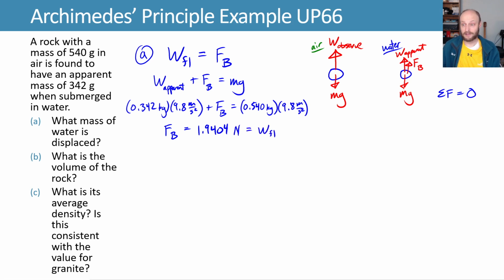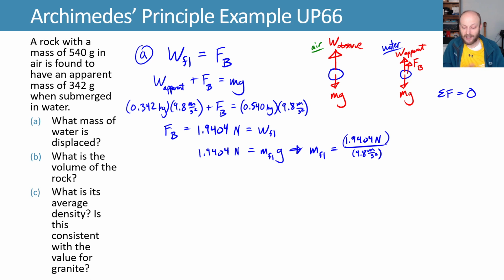Now to find the mass of the displaced fluid, we just use weight is equal to mass times gravity. We know that weight, we know gravity, we divide by gravity, and we get the mass of the fluid as that weight of the displaced fluid divided by gravity, or 0.198 kilograms, which is 198 grams. So we're displacing 198 grams worth of water.